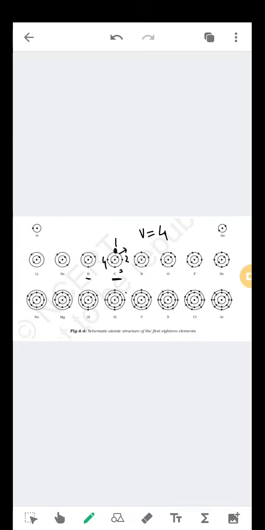Now from here, how many electrons are there? This is the first electron, this is the second electron, this is the third electron, this is the fourth electron. So valency would be 4, okay. Suppose boron is there. The number of electrons in the outermost shell is the valency. What is valency? The number of electrons present in the outermost shell. Okay, so this was regarding the concept of valency.